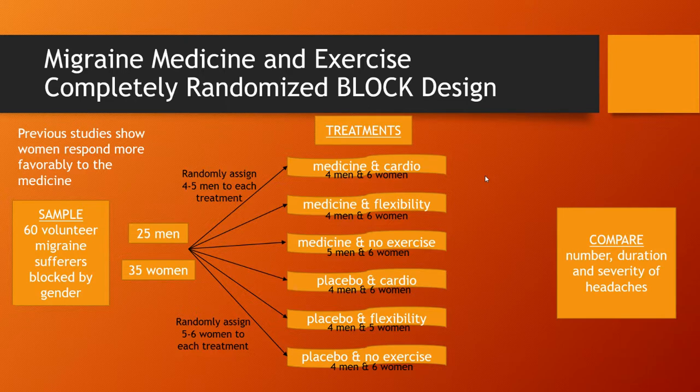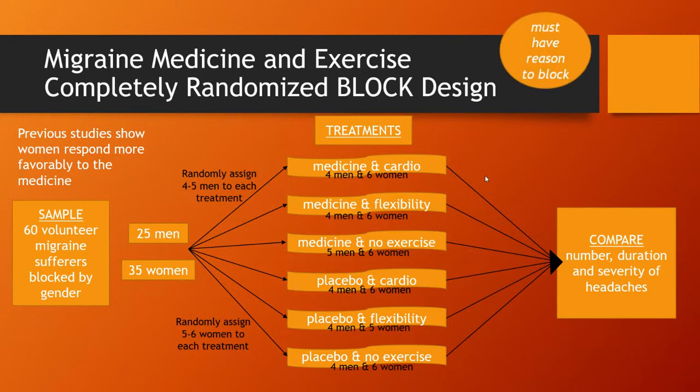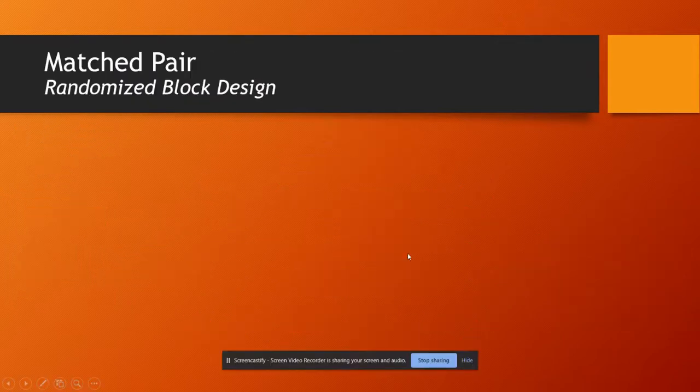Okay. So again, at the end, we ask them about the number, duration, and severity of their headaches, and we compare everything. Okay. So remember, the most important thing about blocking is you must have a reason to block. Okay, I've emphasized that a little bit. So you're told previous studies or something like that, you have to have a reason to block. You can't just block because you want to. Okay, that's very important.